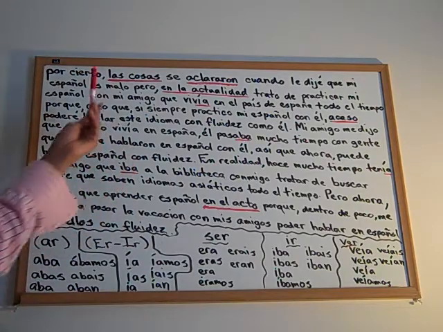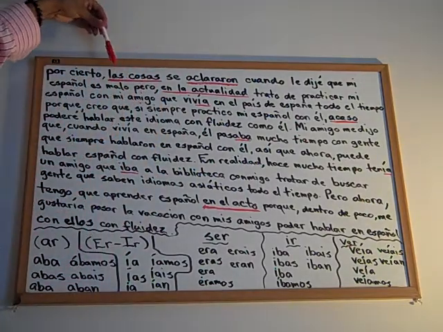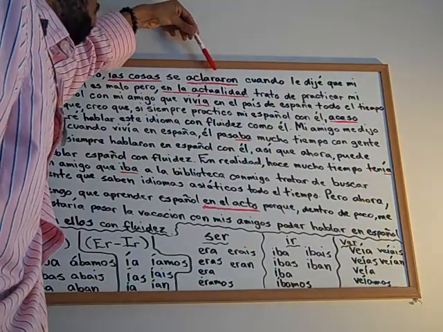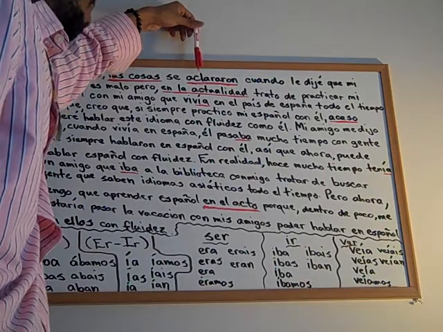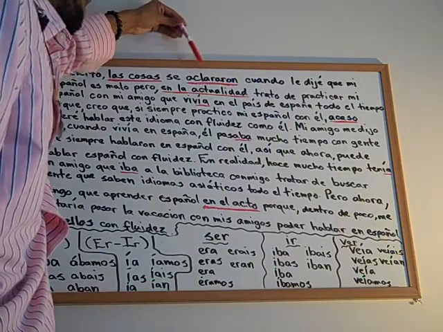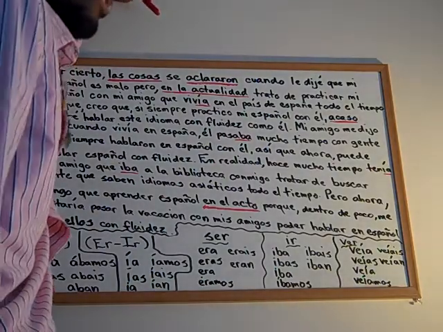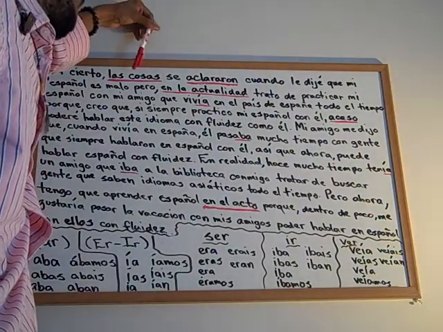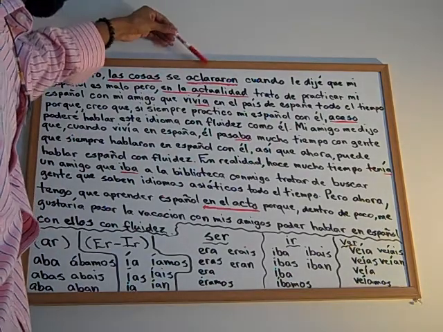Okay, so las cosas, this is like the situations, and aclararon is from aclarar. That means to clear up something. So when you say aclarar las cosas, that means to clear the air or something like that. So I guess I would say it's used in an idiomatic way here. Okay, so the situation has been cleared up.